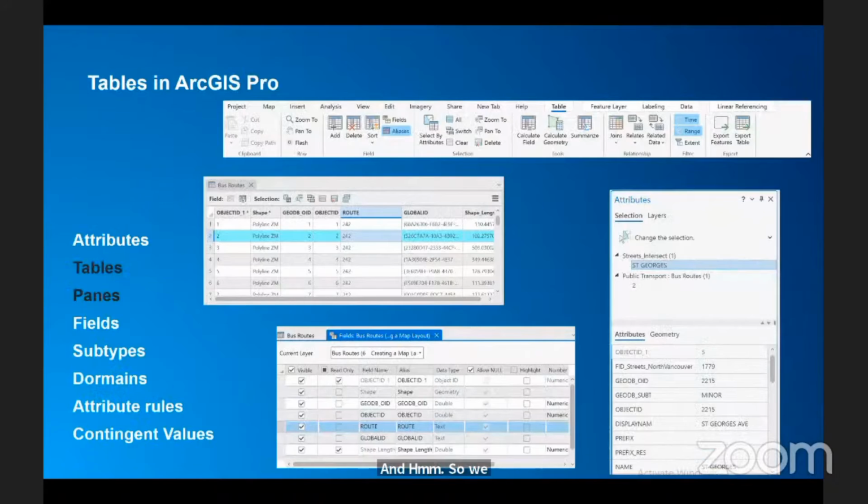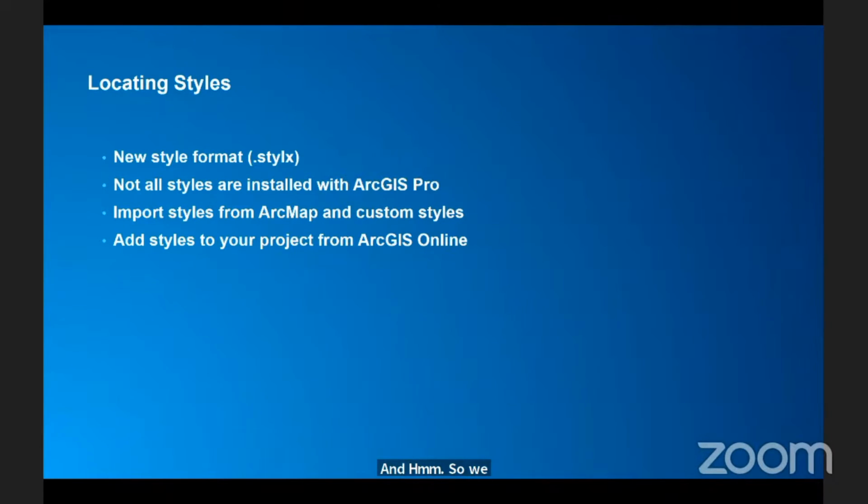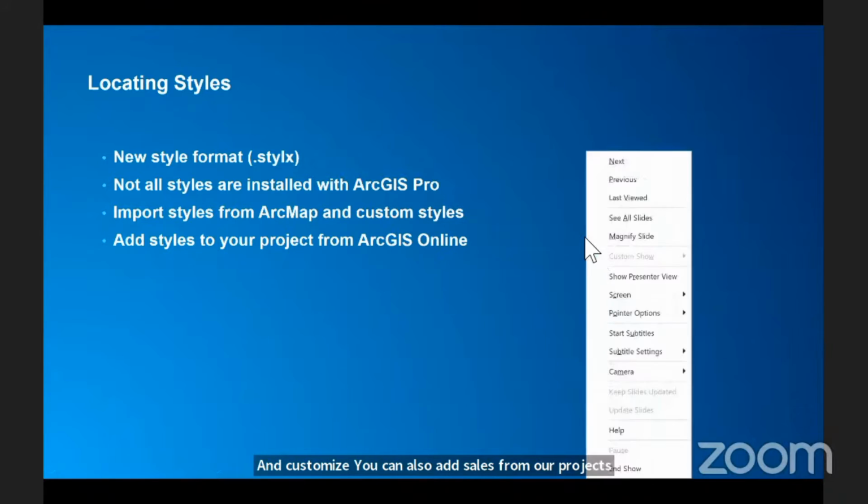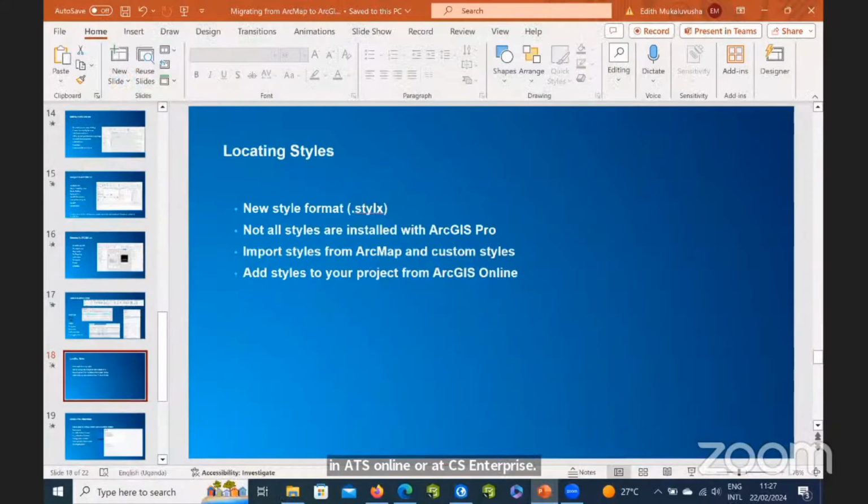And so we also have styling. It's known that all styles are installed with ArcGIS Pro. And we also have a new style format, which is the .stylx. We can easily import styles from ArcMap and customize our styles in ArcGIS Pro. We can also add styles from our projects in ArcGIS Online or ArcGIS Enterprise Portal. So let's first go back to our demonstration and see something about it.